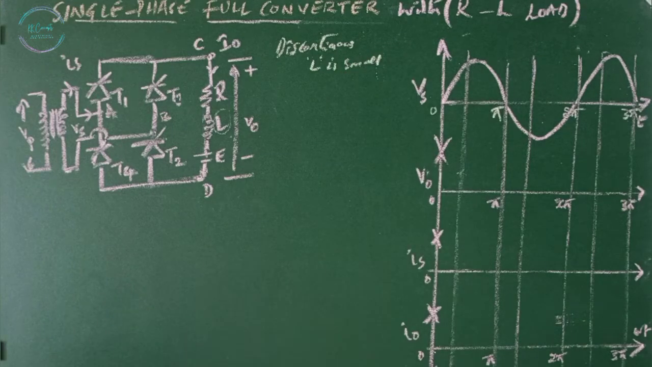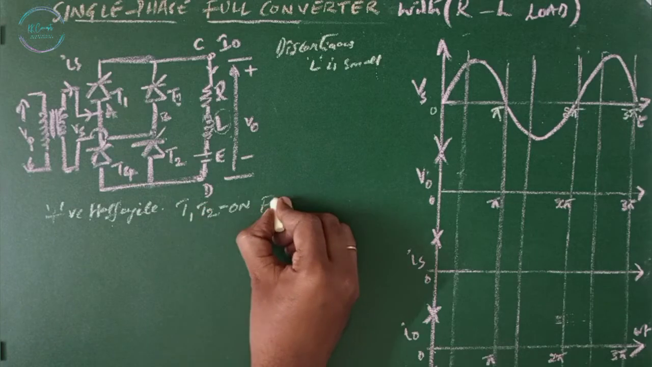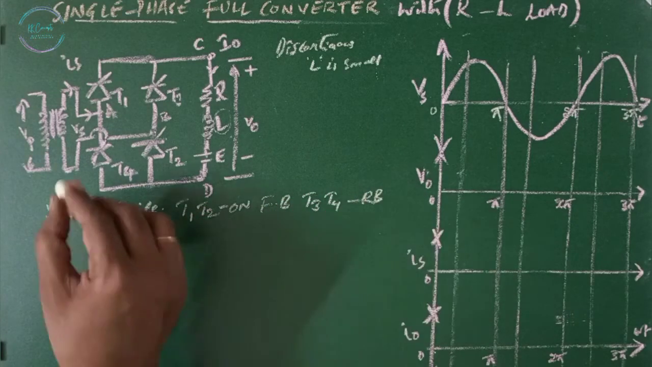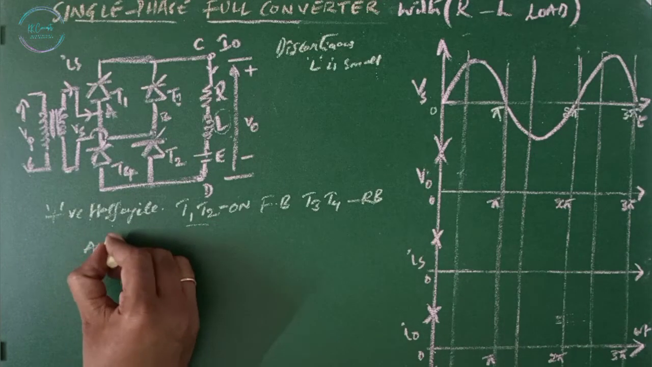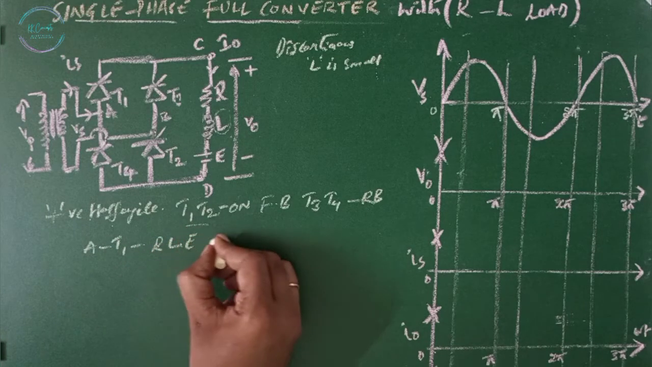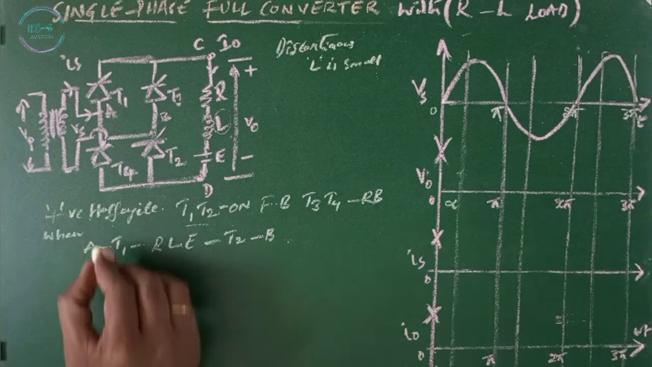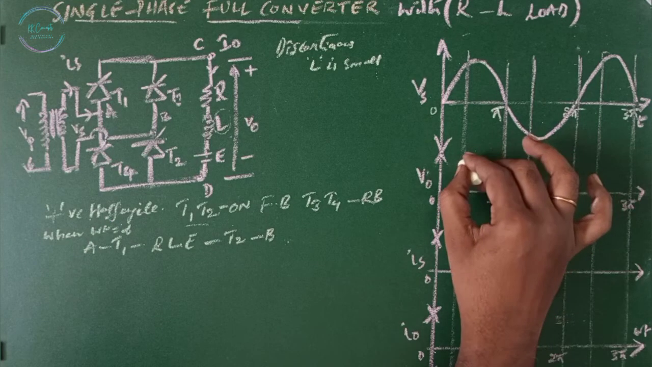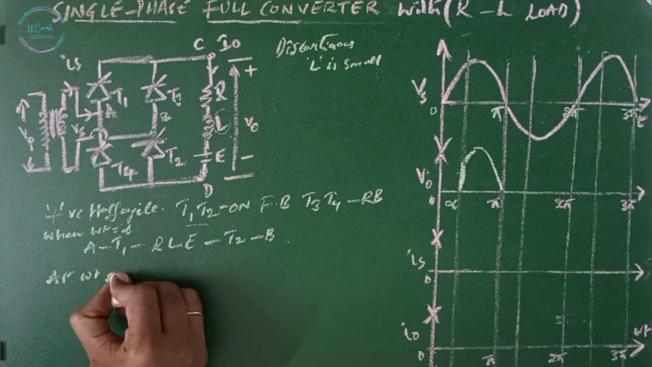Then the voltage is given in positive half cycle, T1 and T2 are forward biased, and T3 and T4 are in reverse bias. When the supply is given and T1, T2 are fired, the current flows from A to T1, T1 to the load, that is RLE, to T2 to B, comes back to the source. T1, T2 are fired at omega t equals alpha. Input voltage is going to appear across the output until omega t equals pi.